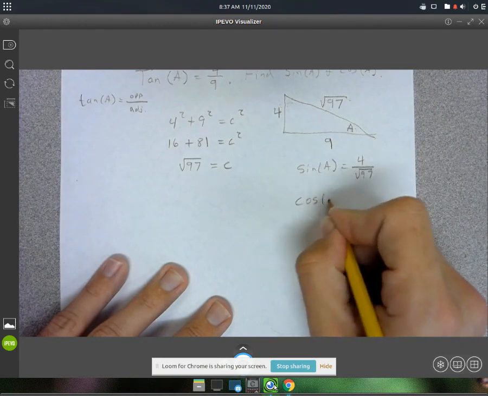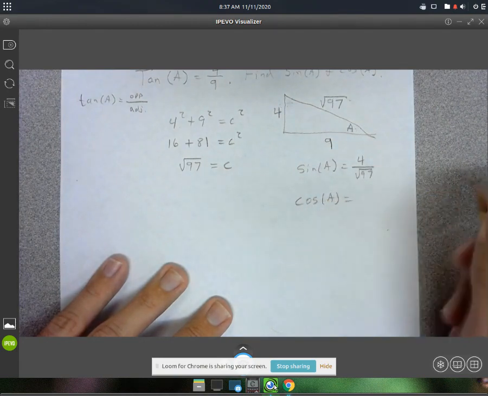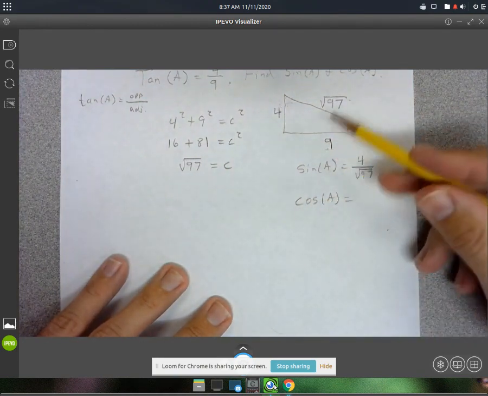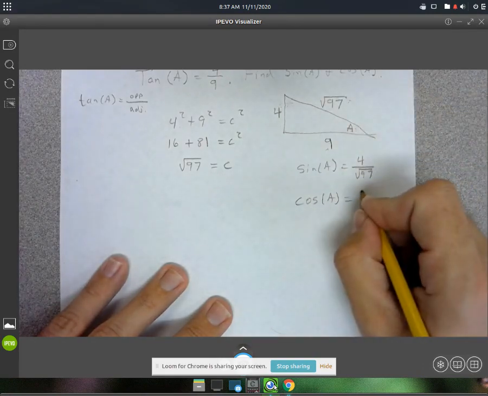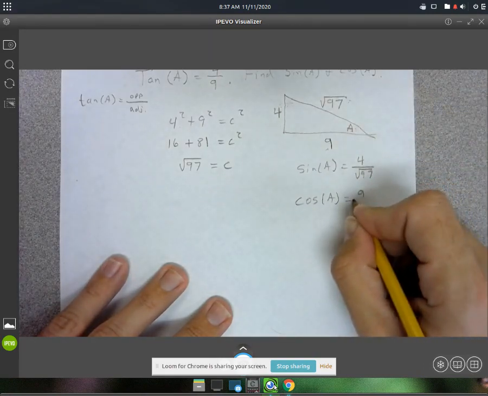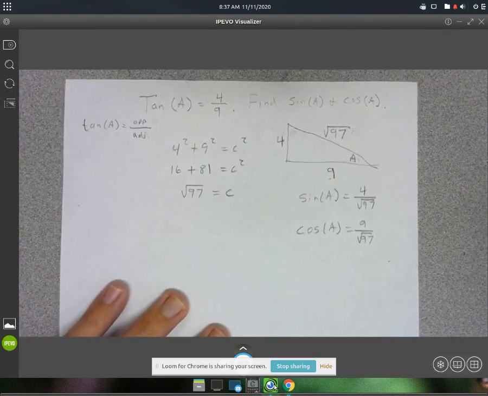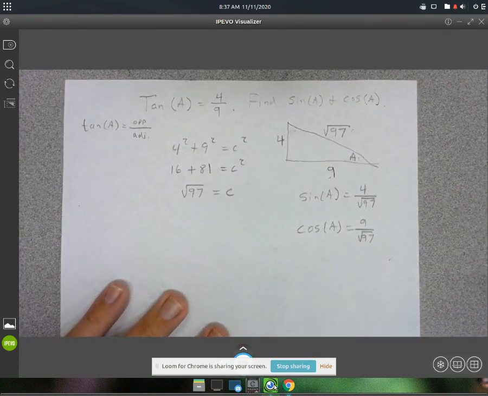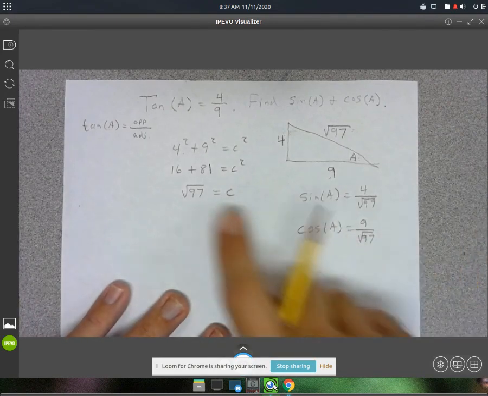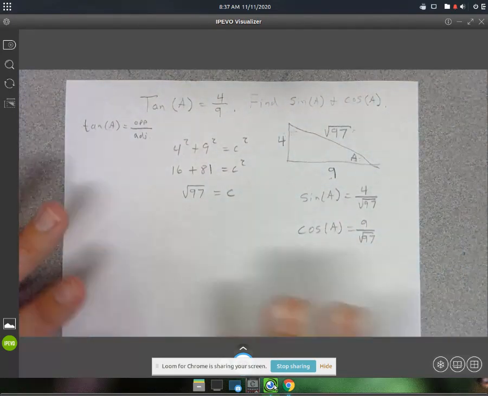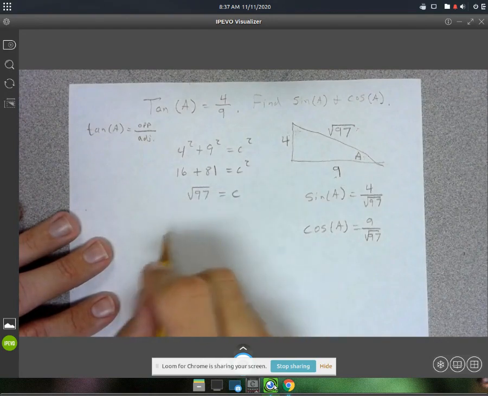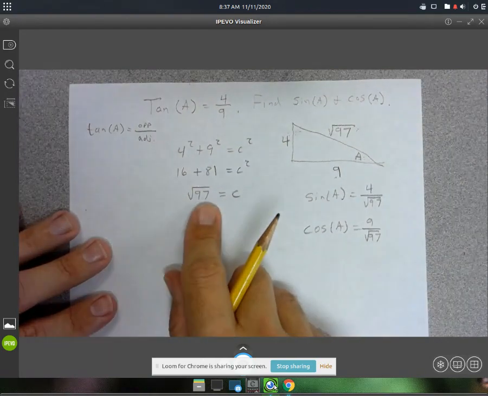And cosine is going to be adjacent over the hypotenuse. So that's going to be 9 over root 97. And that would be it. I know I said I wasn't going to rationalize it and simplify the root 97, but if you want to stop the video here, you can. I'm going to go ahead and simplify this thing.